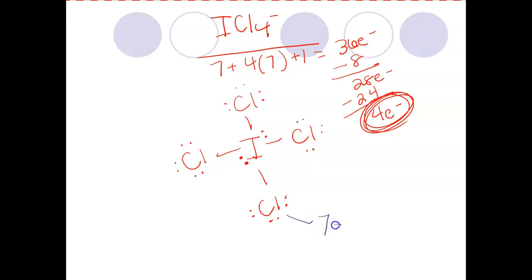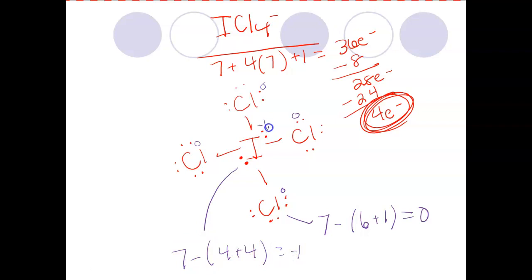7 valence electrons minus 6 dots and 1 line. So 0, 0. Formal charge for iodine, 7 valence electrons minus 4 dots and 4 lines. -1. So we knew that the formal charges wouldn't all be 0 because there's a negative charge in the molecule. Now, ideally, that negative charge would be on the chlorine because it's the most electronegative, but I've got no other way to draw this structure.